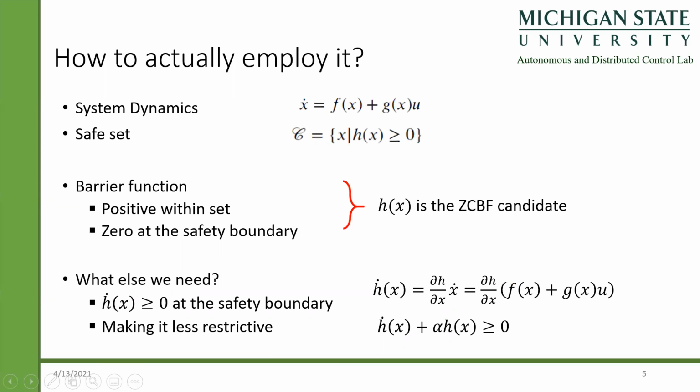Assume here is our system dynamics and here is the safe set that we have, which is written based on a safety criterion h greater than or equal to 0. h itself is a barrier function candidate because it is positive within the safe set and it's 0 at the boundary. Now, to have safe operation, we need to make sure that h dot is positive at the safety boundary. Therefore, we use this barrier function criterion. If you see here, if h gets close to 0, then h dot becomes positive.